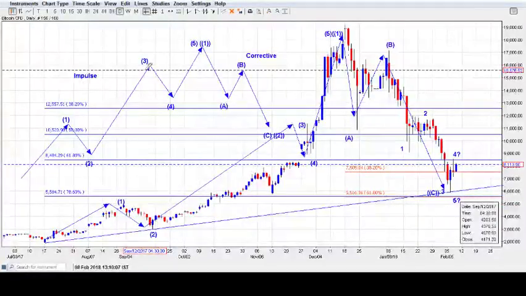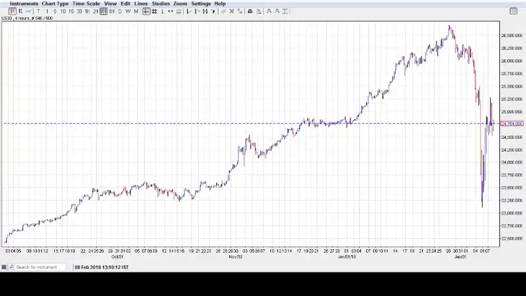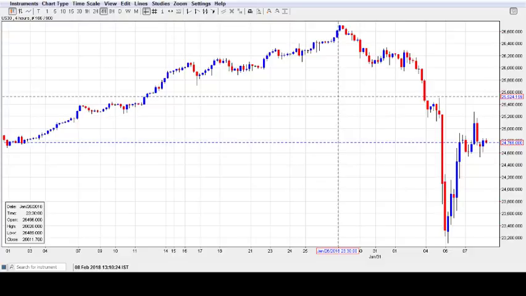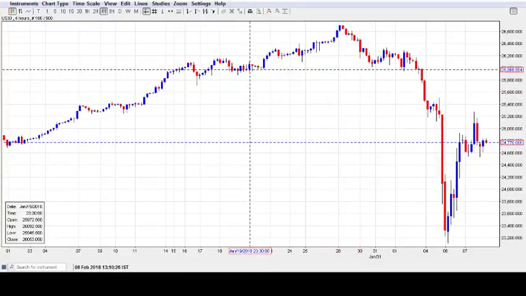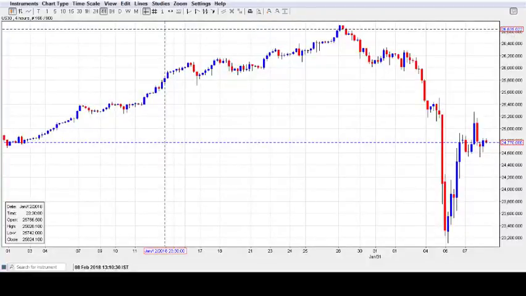Let's have a quick analogical view on the Dow, what it has been doing. I'm going to expand a bit of what it has done. Maybe we could continue to directly plot.